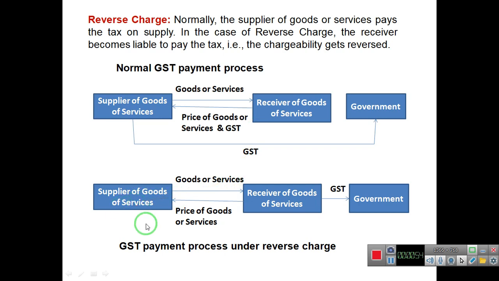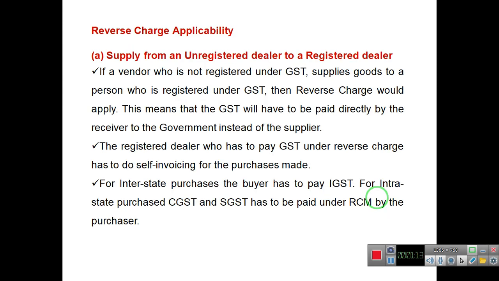But if reverse charge is applicable, in that case the supplier of goods or services provides goods to the receiver, and the receiver pays only the price of the goods or services to the supplier, and GST is paid by the receiver to the government. So this is the process under reverse charge.